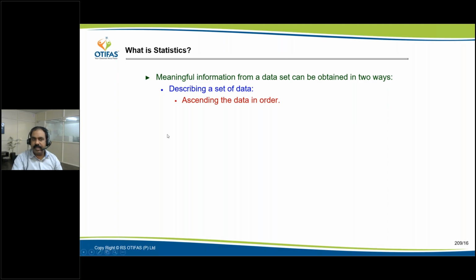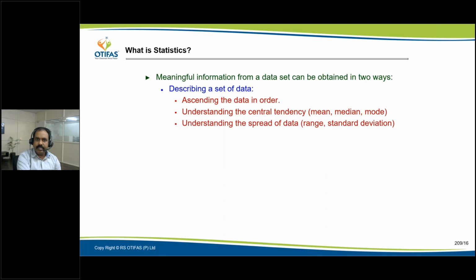So ascending a data is one way of describing it. Second, understanding the central tendency: mean, median, mode. Then understanding the spread of data by using standard deviation and range. Sorry, this is with the mean and median, and this is with understanding the spread of the data with standard deviation. So when you are describing a data, you are describing that data with the help of the central tendency and the spread of the data. This is a very simple way of describing any data. Okay. So this is called describing them.